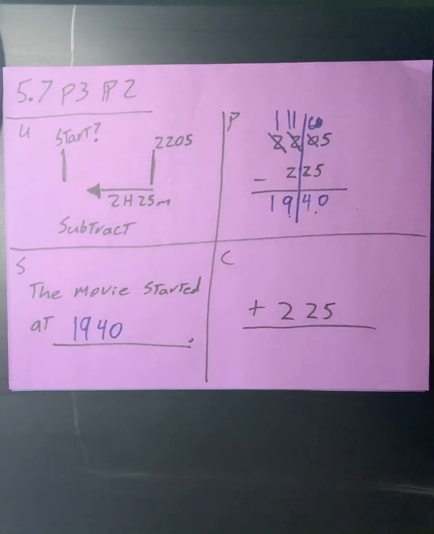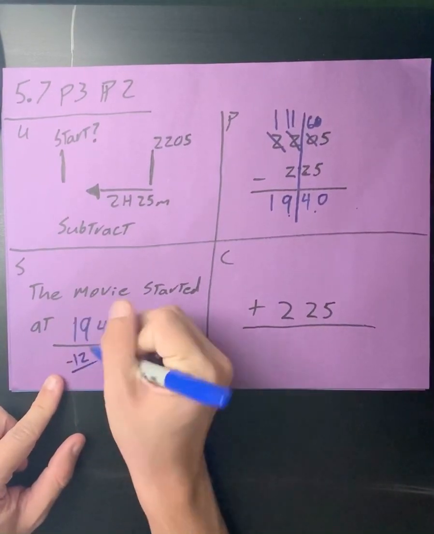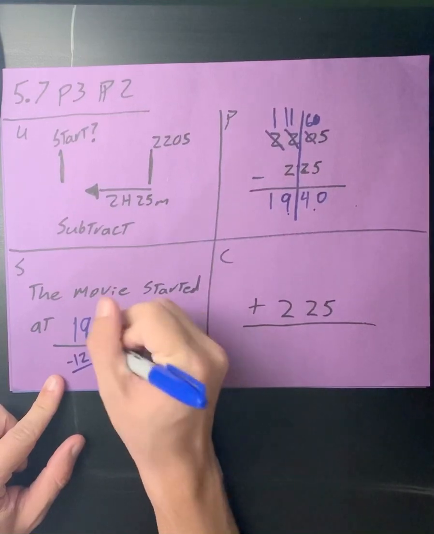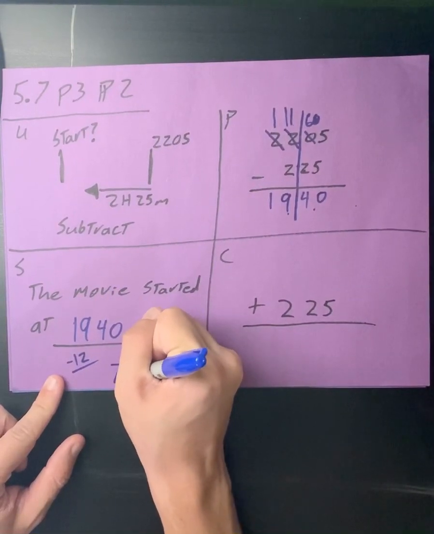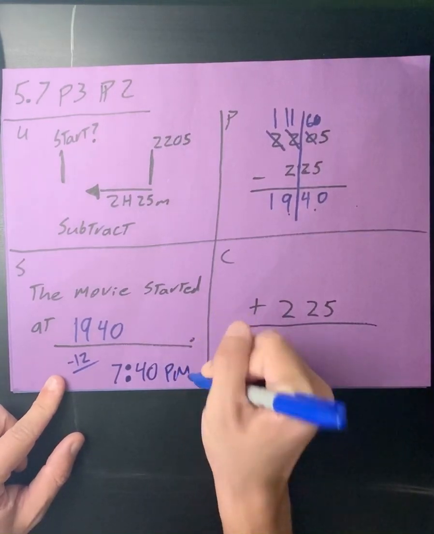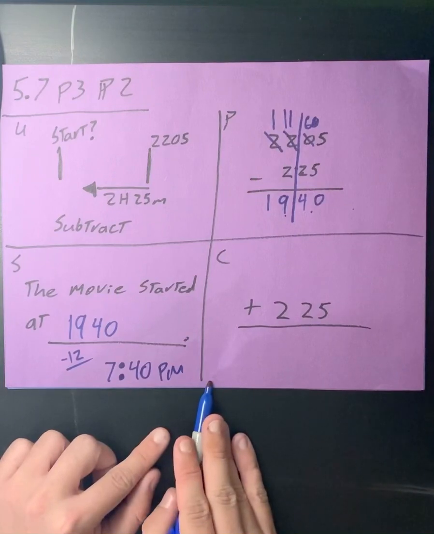If it asks me, or if I want to, I can display my answer in 12-hour time by subtracting 19 minus 12. 9 minus 2 is 7. Put my colon between my hundreds and my tens. My minutes stay the same. The movie started at 7:40 p.m.